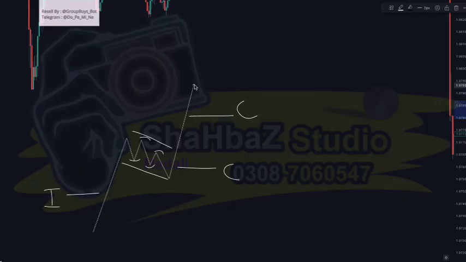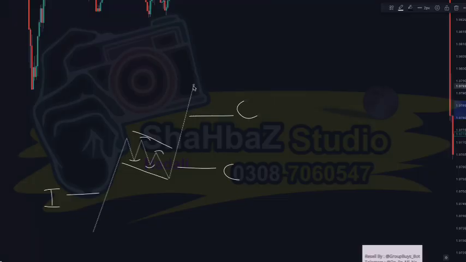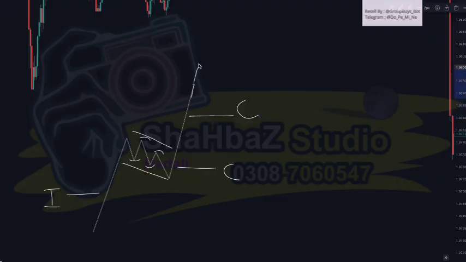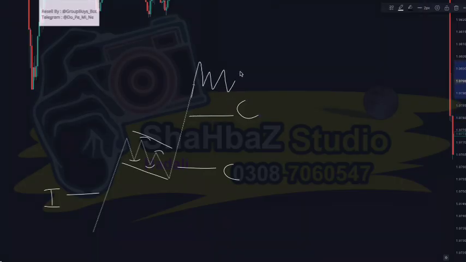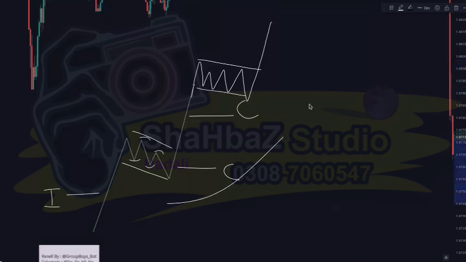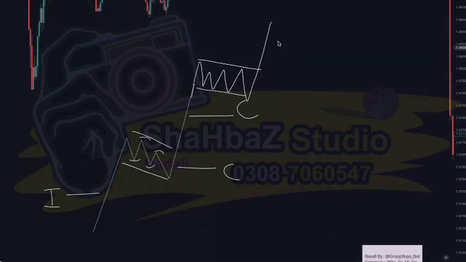In this chapter, you need to understand what impulse and correction are and how we can identify them. Again, the market creates a corrective phase and then a continuation. Again, we are looking for a correction, something like this, and again continuation to the upside. This move continues to happen in a bullish market, and the same thing is applicable in a bearish market.